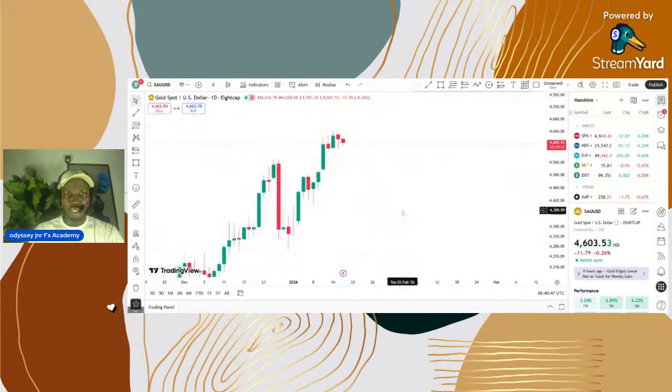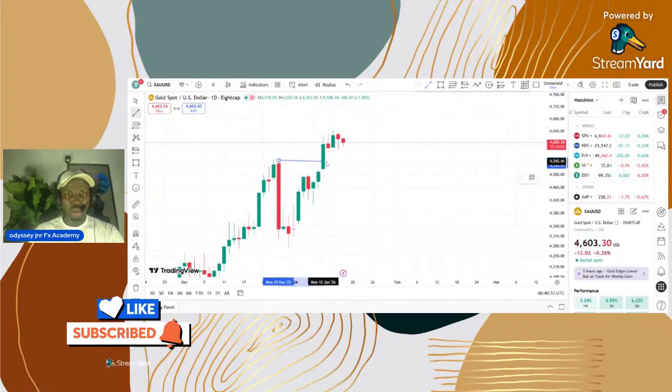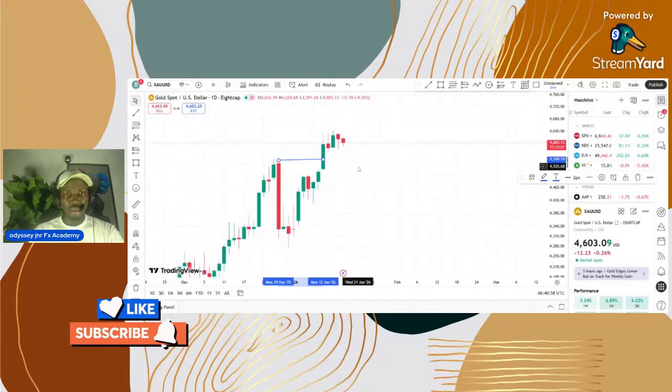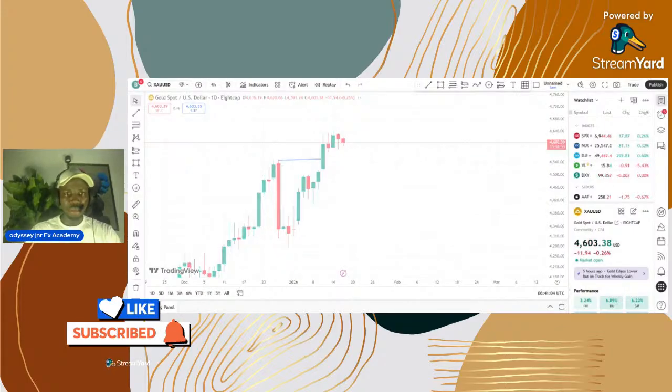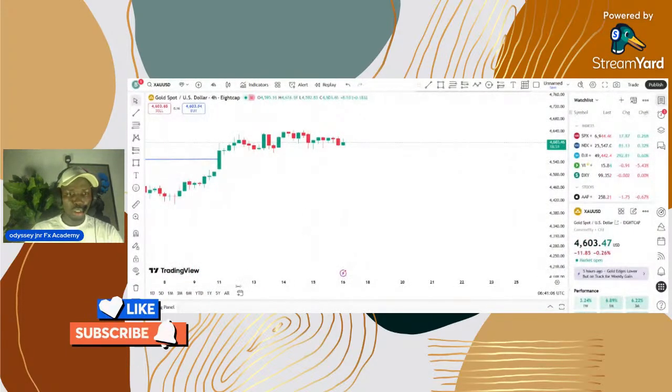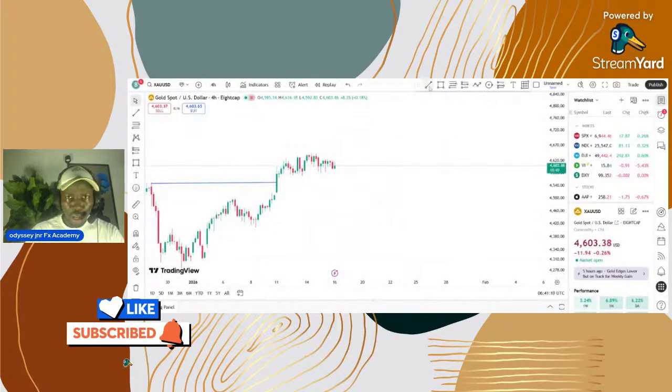You see, the daily time frame is very straightforward. It's telling us that we're just bullish. So all we need to do now is go to the 4 hour time frame. Let's see what the 4 hour time frame has to tell us. Let's check if we have a break of structure here.